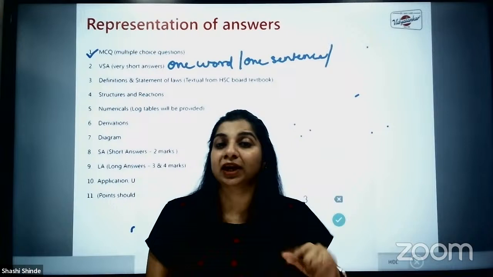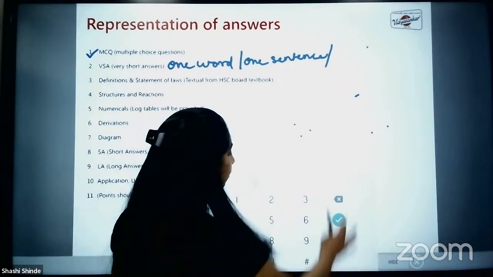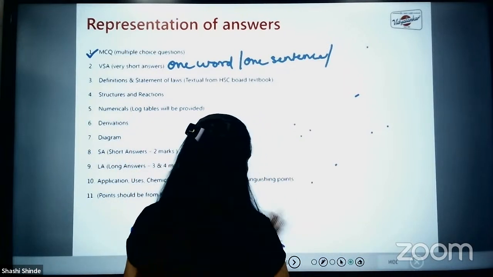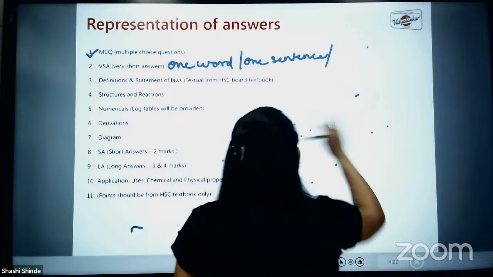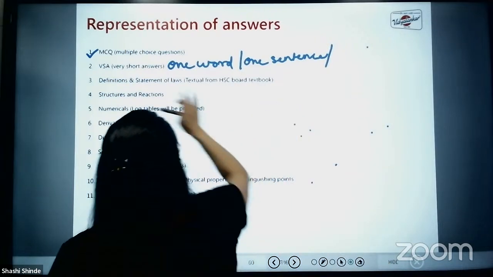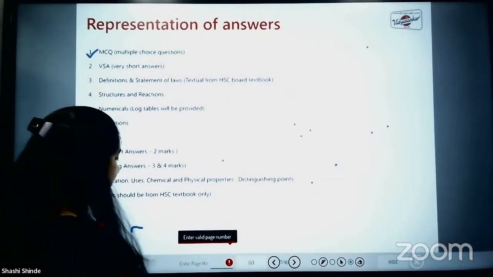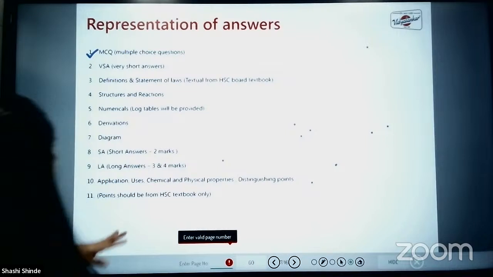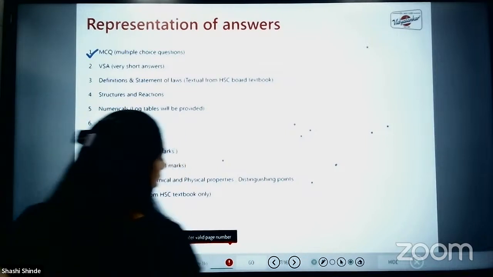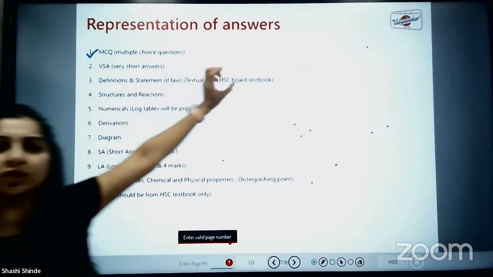No need to write the formula. No need to show how you have solved this numerical. Fine. So only the final answer is important. That is the very short type of answer. Fine. Then coming to definitions. For definition and statement of law, it should be textual.